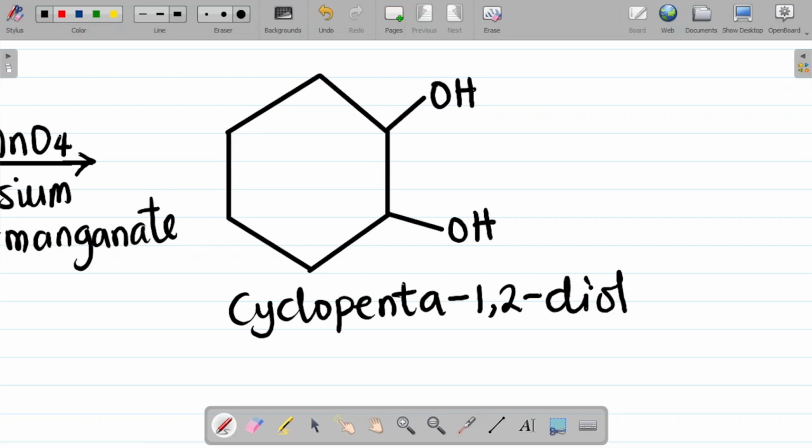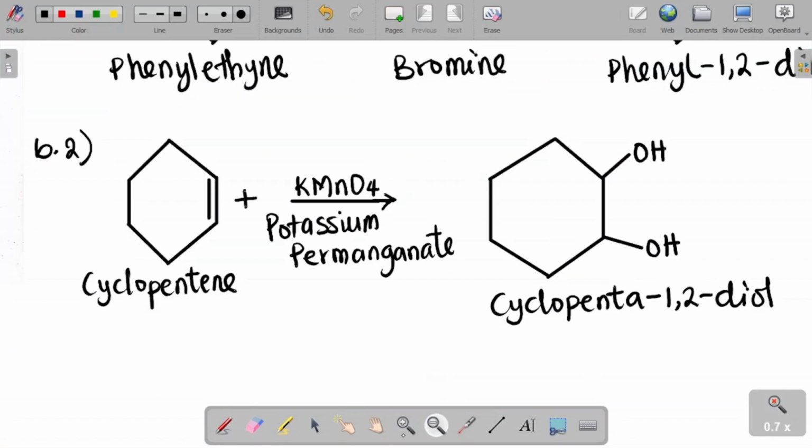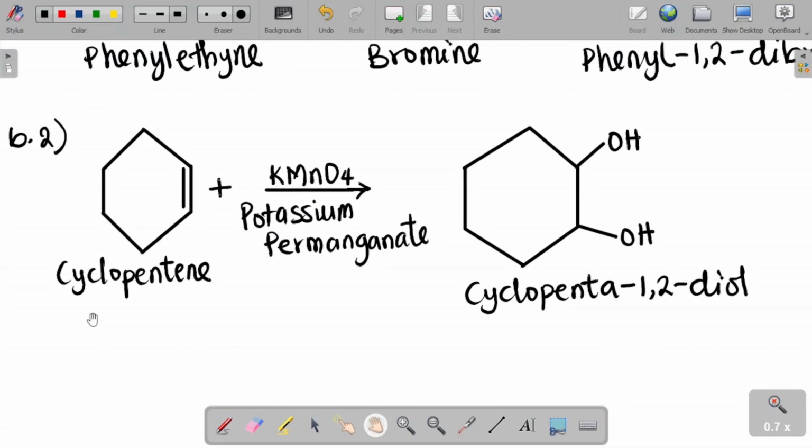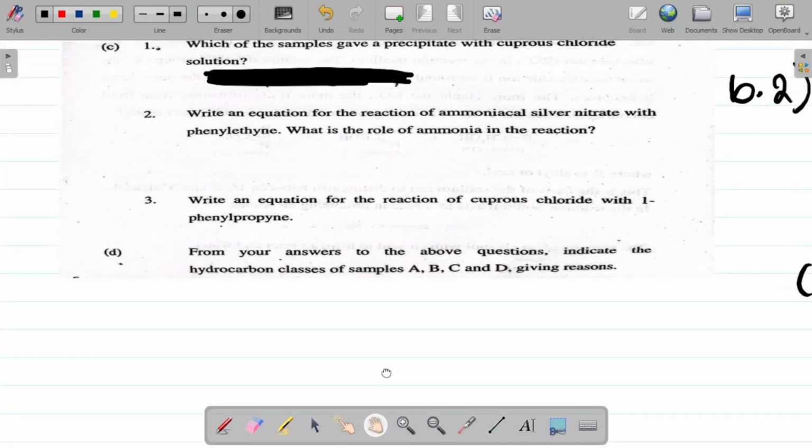So please observe the way I use the hyphen and the comma. Use the hyphen and comma exactly the way I do them here. So this is the answer to that question. If I have cyclopentene combining with potassium permanganate, my product becomes cyclopenta 1,2-diol. It's a penta, okay? Next up, let's look at the next question.